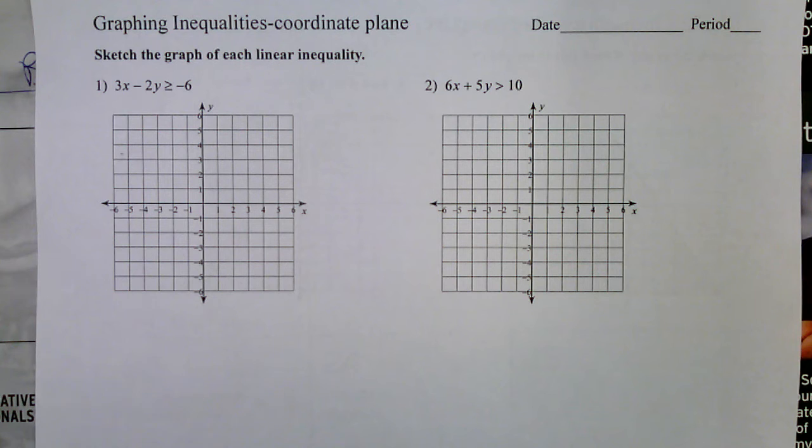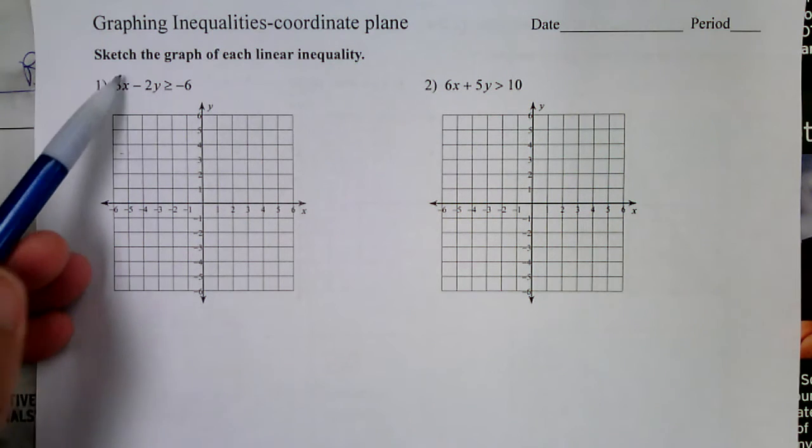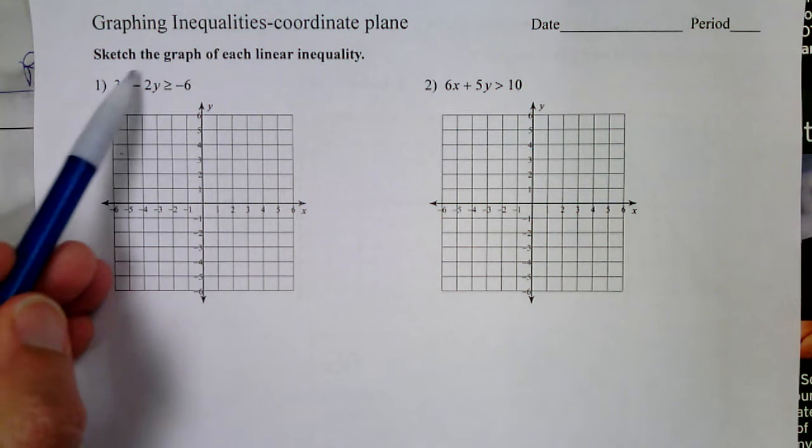Today we're going to do a little bit of graphing of inequalities on a coordinate plane. It's called linear graphing of inequalities. And so we're going to show you real quick, and refer back to what we talked about yesterday a little bit. It's a lot of what you've already done before.